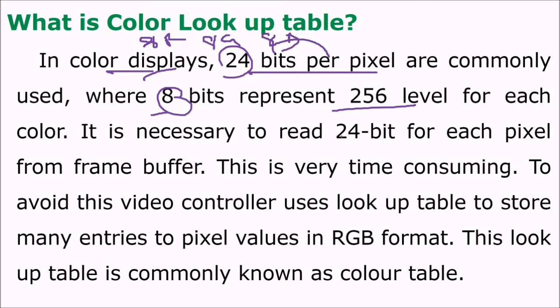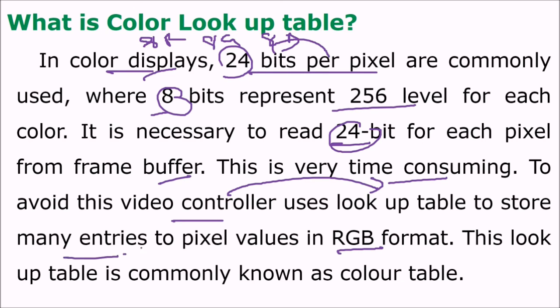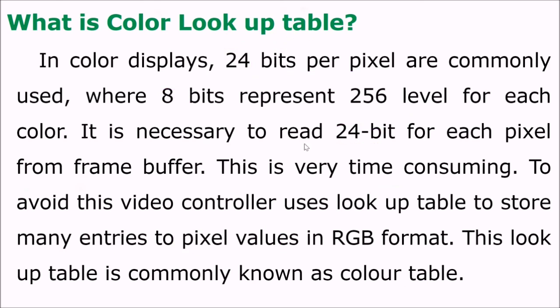It is necessary to read these 24 bits for each pixel from the frame buffer. This is very time consuming. It will be a tedious job to read these 24 bits every time for each pixel from the frame buffer. So to avoid this, the video controller uses a lookup table to store many entries of pixel values in RGB format. This lookup table is commonly known as the color table.